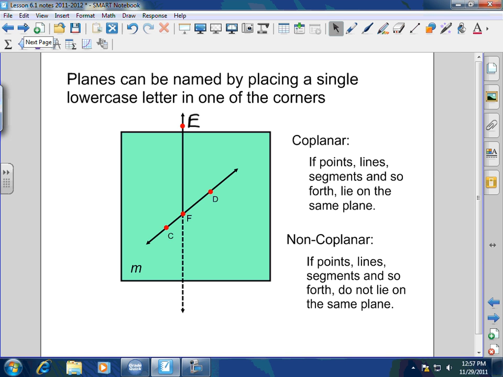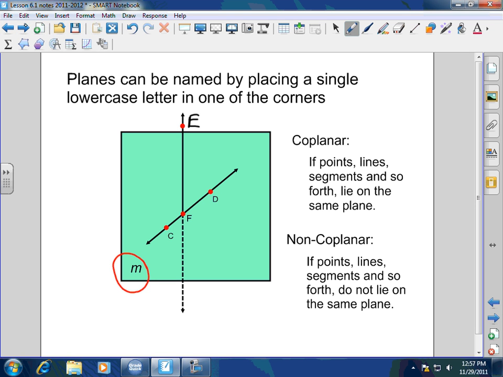Now, planes can be named by placing a single lowercase letter in one of the corners. You're going to see, for example, here, plane M. It's called plane M because of that little lowercase m right there at the corner. Now, on this plane, we have some coplanar stuff, and we have some things that are non-coplanar. If you remember, gentlemen, it's coplanar if points, lines, segments, and so forth lie on the same plane.